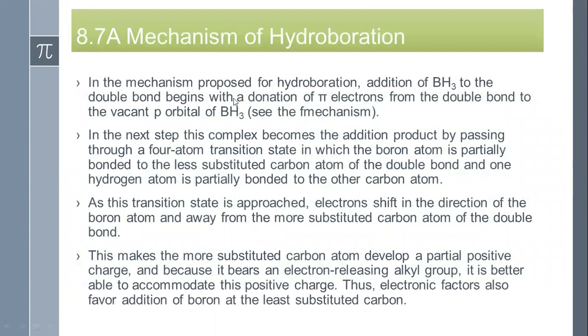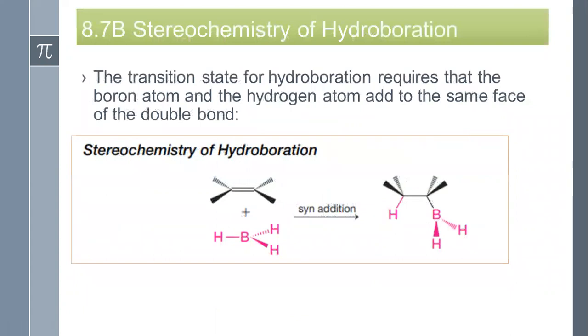This is what I have already mentioned earlier. So let's look at the stereochemistry of the hydroboration process. The transition state for the hydroboration requires that the boron and the hydrogen atom add to the same face. I've already mentioned that one. They actually add to the same side, and we call that syn addition.